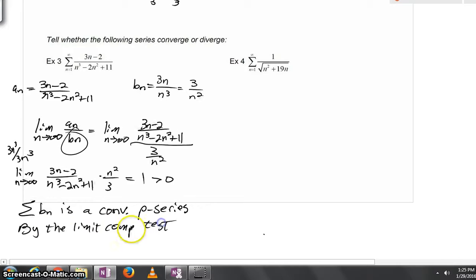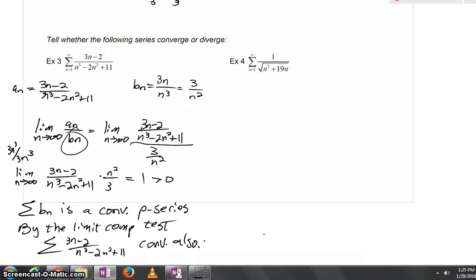The original series for a sub n, and you could even write a sub n in there if you want to save yourself a little writing, converges also. Okay? The behaviors are the same because that limit is a real number other than 0. It's a positive real number greater than 0.